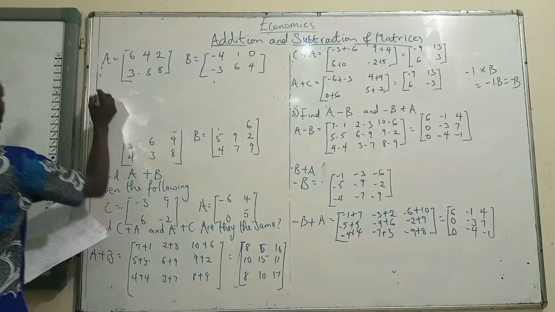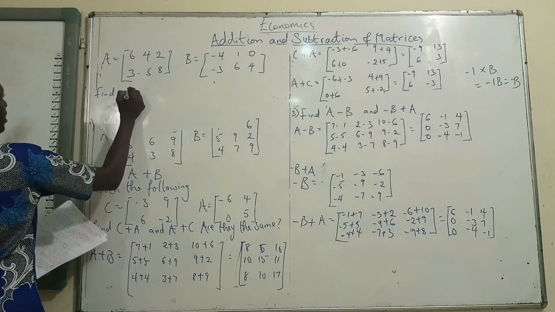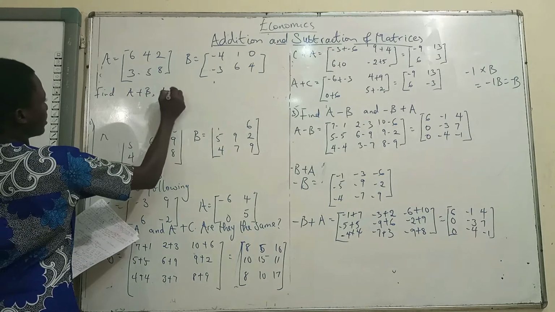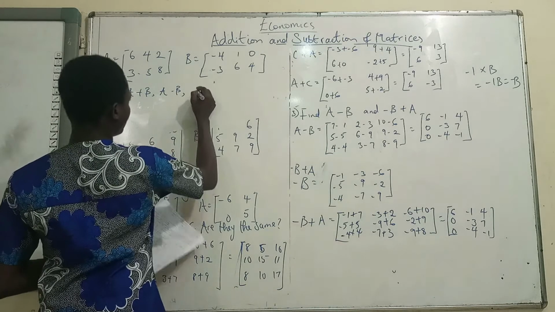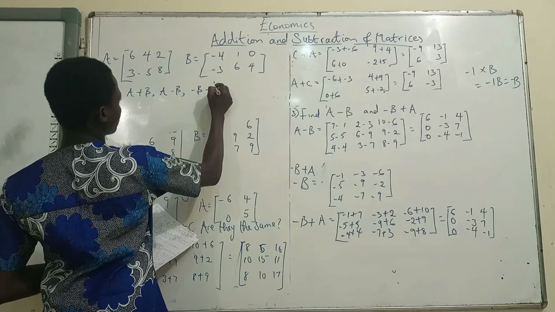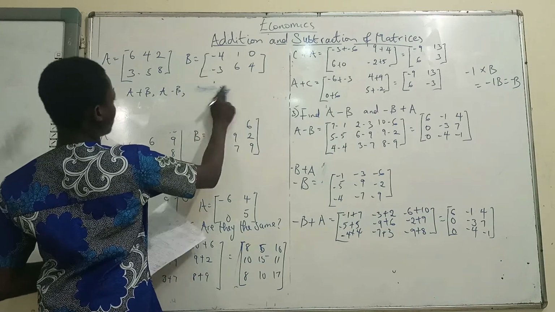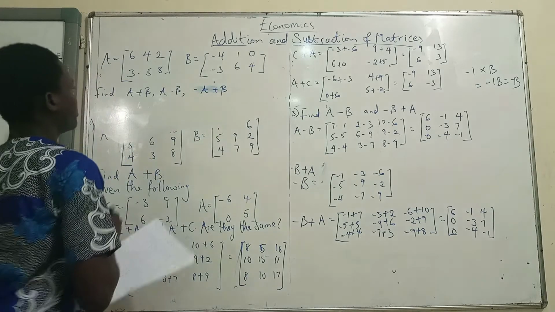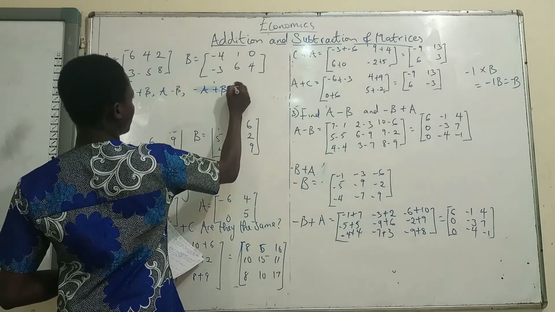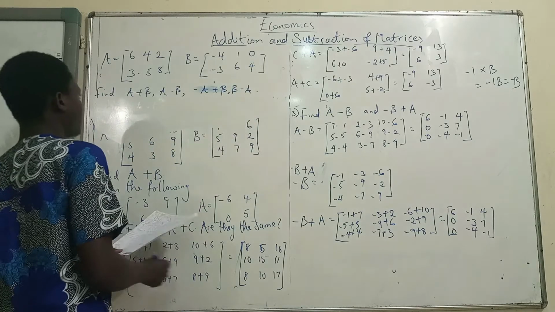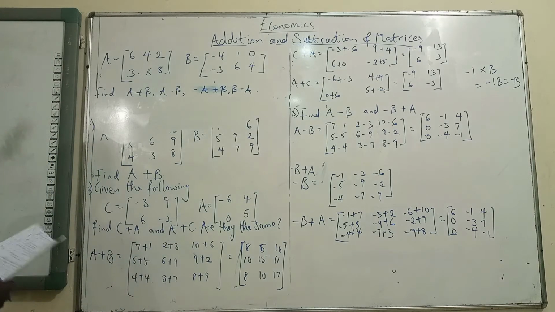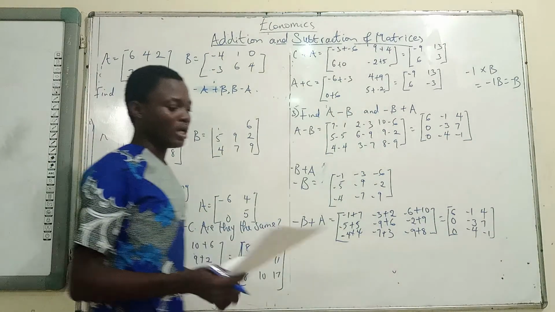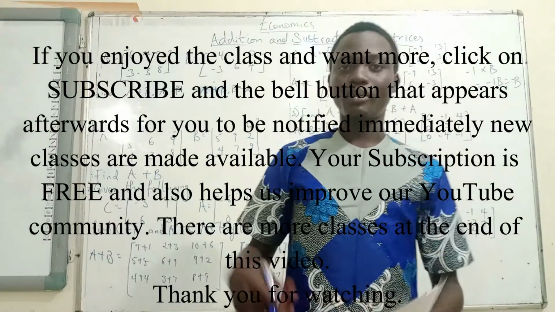Alright, so what are you to find? You find A plus B, you find A minus B, you find minus A plus B, and then you find B minus A. So just work with that. It's not difficult. In 2 minutes you are through. And in the next video we'll be going to multiplication of matrices.